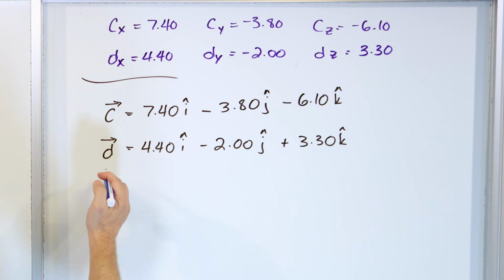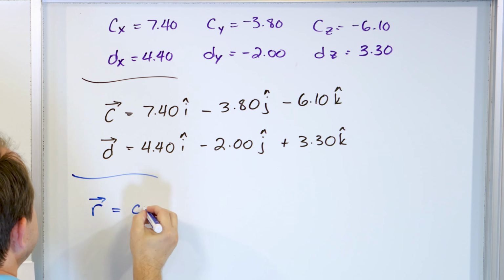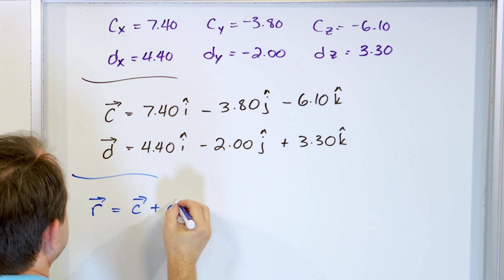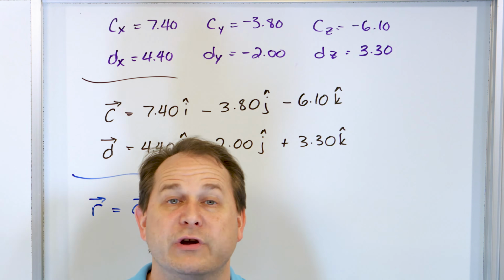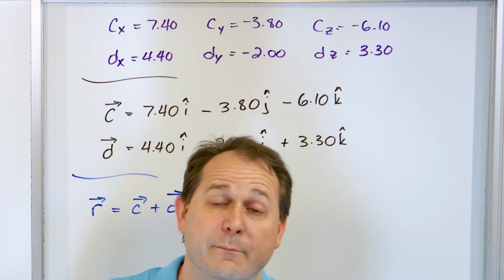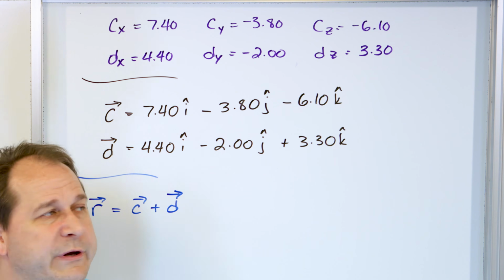So the next thing we want to do is add them. So we're going to say this resultant vector is equal to the c vector plus the d vector. Now, you have two different ways in which you can do this. You can write a bunch of numbers down to get the point across, but I think you know from the first couple of problems what we're going to do here.